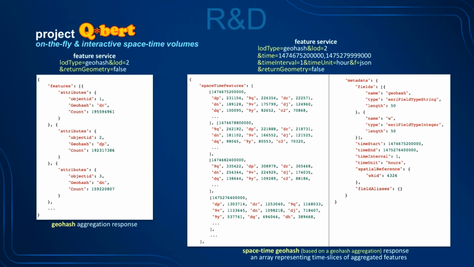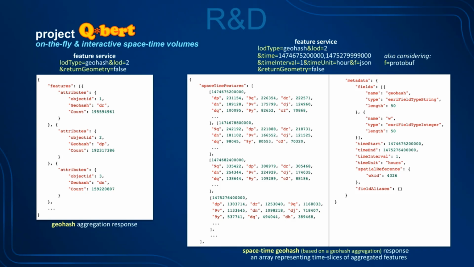Now what's on the right is our R&D effort of, what if we actually rendered this back through multiple time slices? And so what you would get back instead of features would be space-time features. This is just a working prototype of an early form of what we might introduce at future releases. And if we did that, then we would get back the time for whatever the first minute of that hour is, and then all of the aggregate results. If I had said to return the geometries, I would get the geometries inside of that array as well. But basically what we're getting back here is an array that represents time slices of aggregated features. And I could aggregate by geohash, square, hexagon, however I wanted to see that.